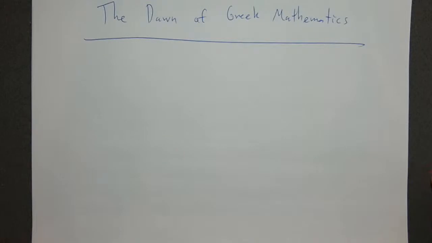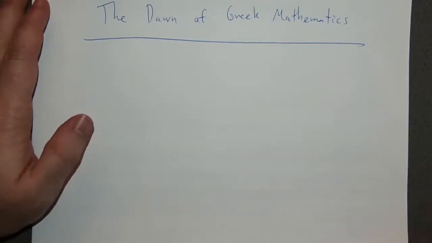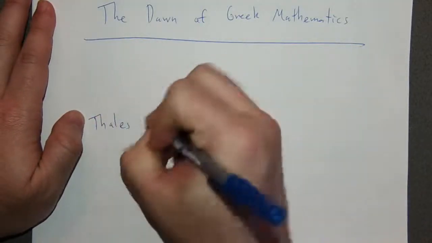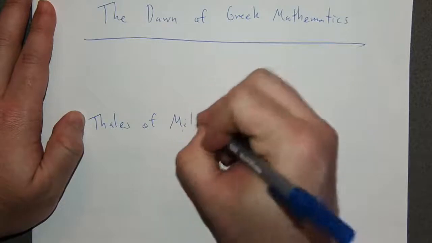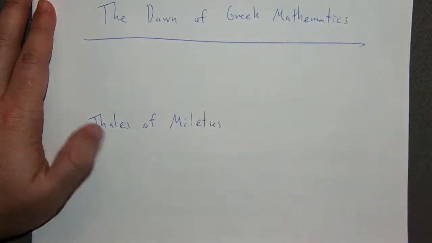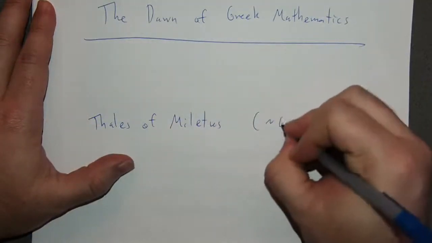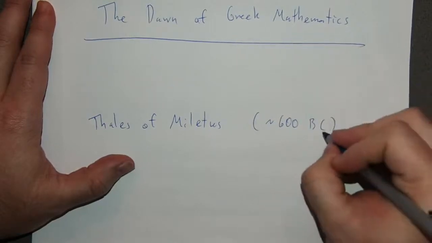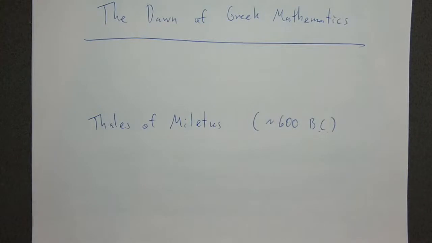So this textbook is named for Thales of Miletus, who is one of the 7 sages of Athens. So this is approximately 600 BC. What is the run-up, right? What was going on before?